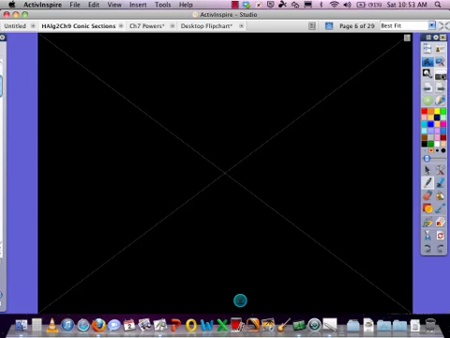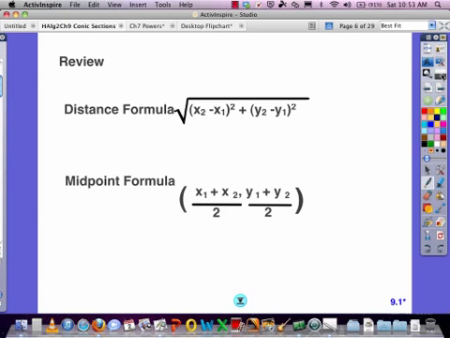Next, we want to review a couple formulas, and so they're here. Your distance formula definitely should be memorized by now, and your midpoint formula should also be memorized by now, because you're going to see in this section several examples.